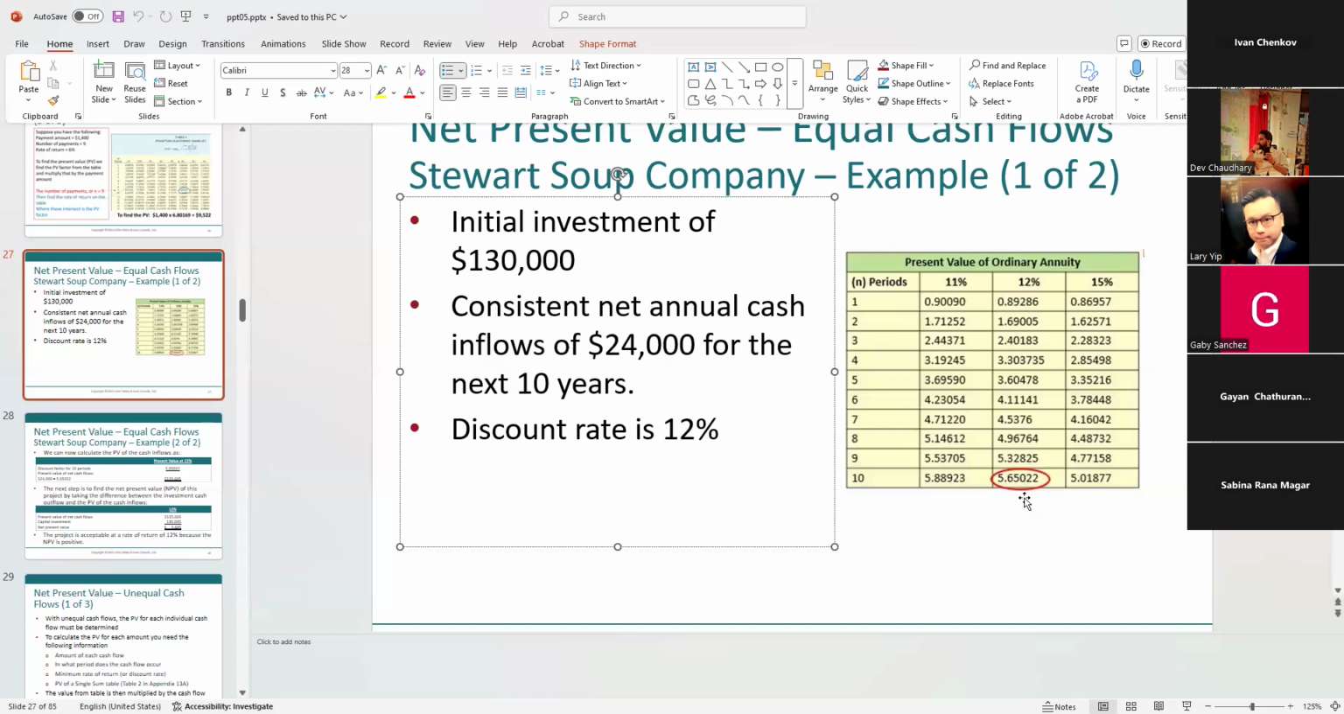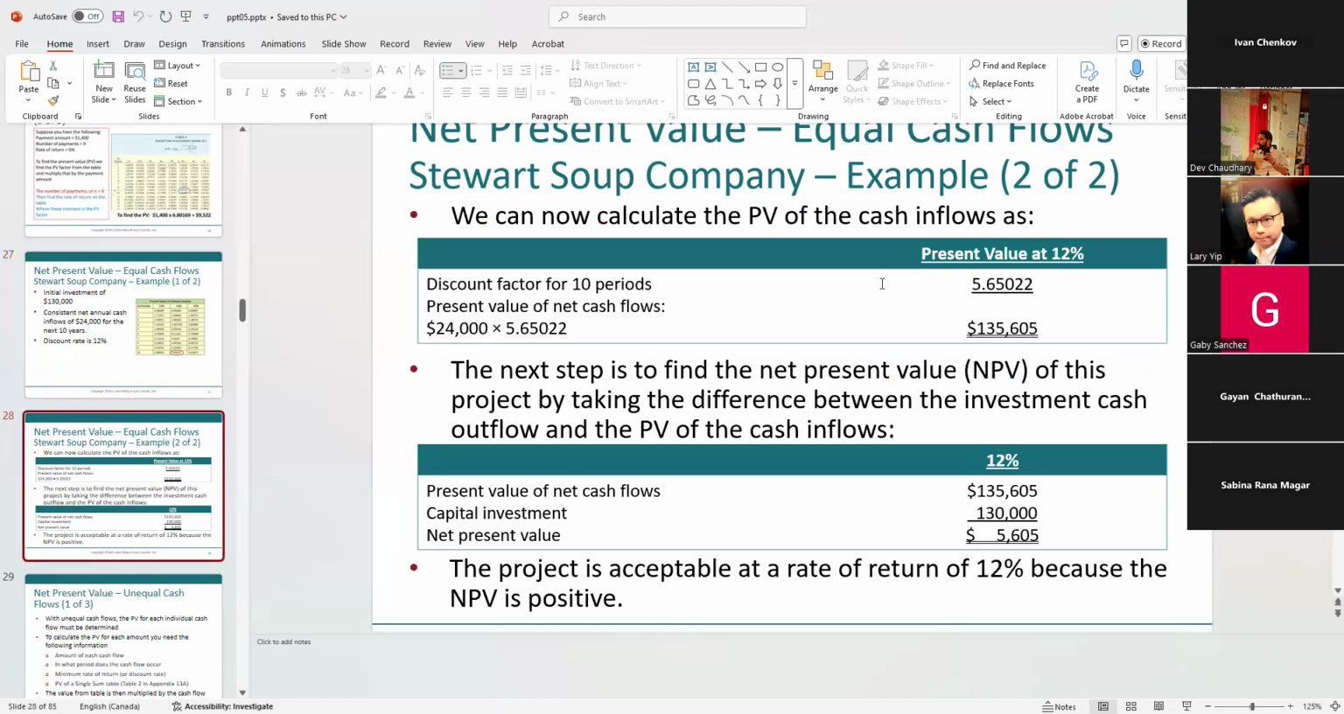We're using the factor here, 5.65, applying it, and what we're gonna do is we're gonna get the 24,000 times 5.65, and we're gonna get the number.